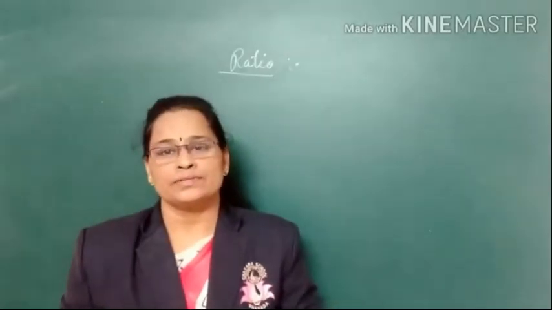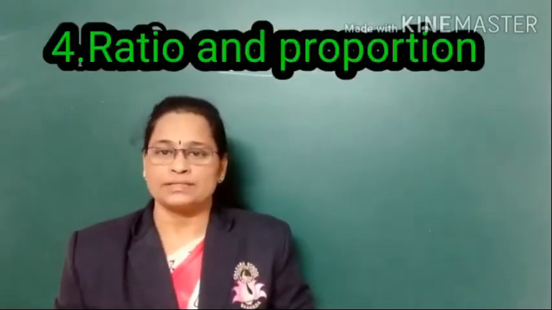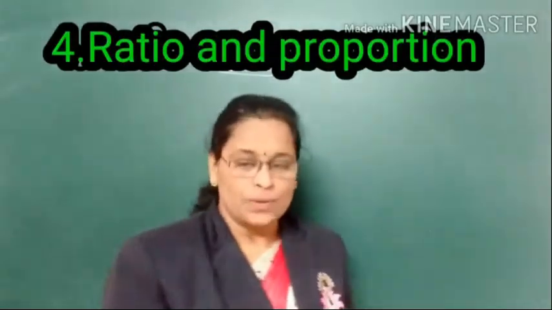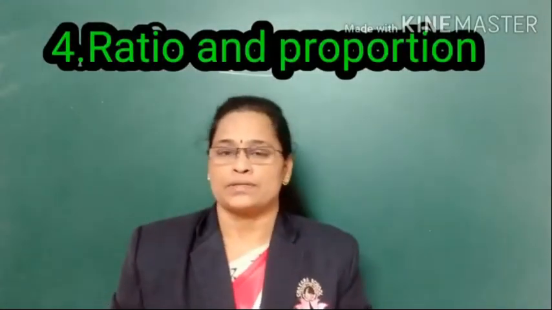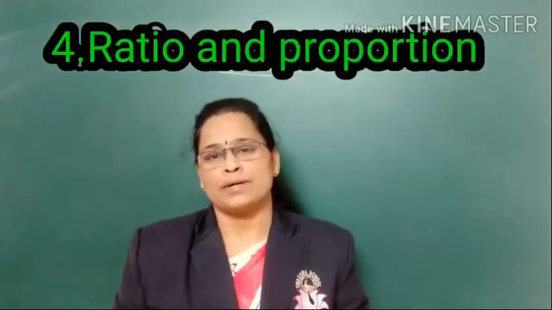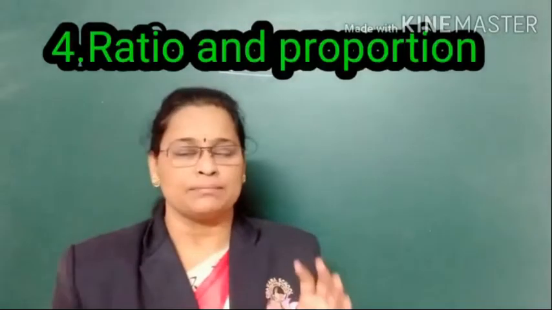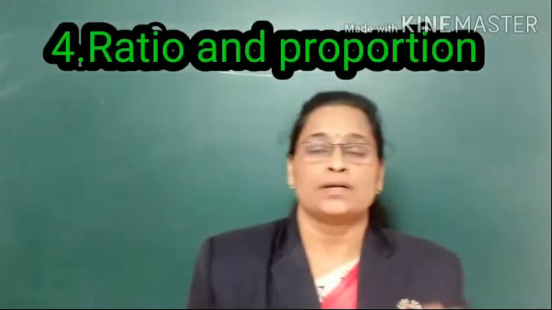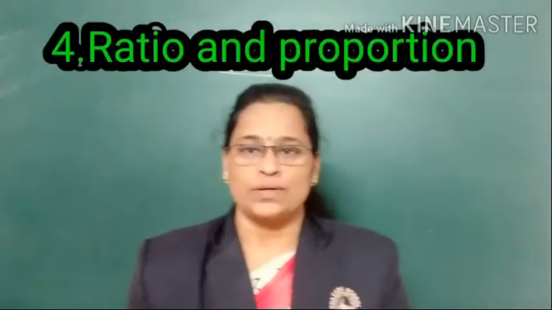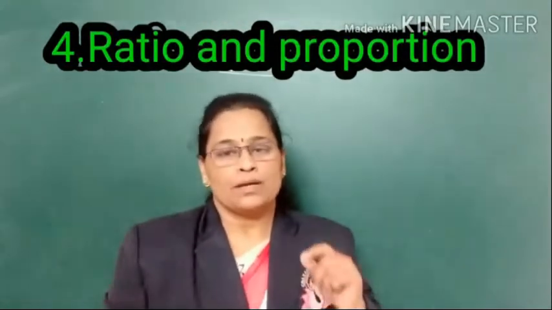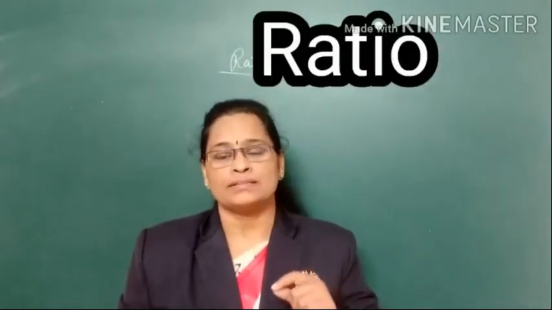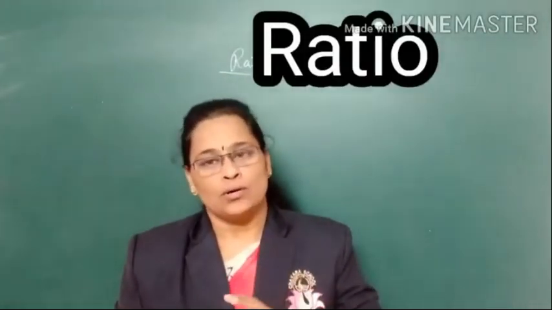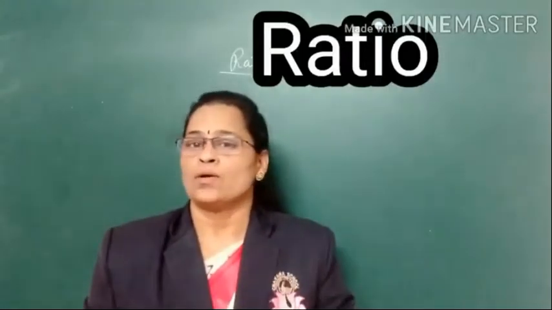And here we are going to start the new chapter, that is ratio and proportion. So the fourth chapter is ratio and proportion. You have already studied something about ratio and proportion in previous classes. Now let me remind you what is called ratio. First of all, we'll see what is meant by ratio. Ratio is the comparison between two or more quantities.